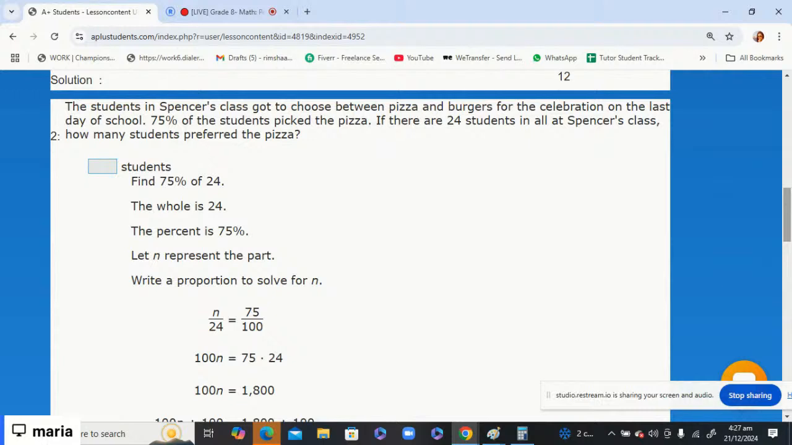Okay, so the students in Spencer's class, how many are there in all? 24, and the percentage is given. You guys solve this one and then tell me the answer. Hurry up.